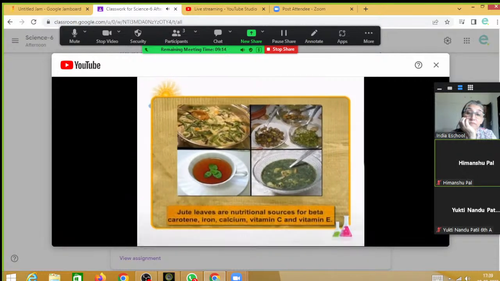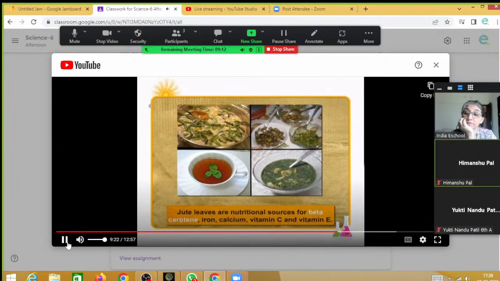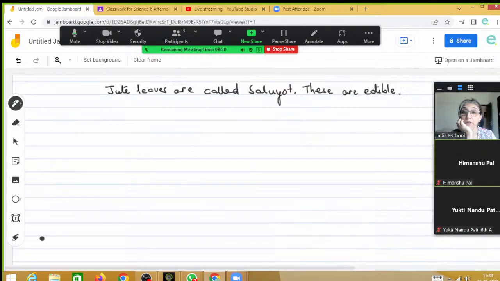Jute leaves are a rich nutritional source of beta-carotene, iron, calcium, vitamin C and vitamin E. See how useful the plant is. Stem से हम जूट के कितने products बनाते हैं और leaves are a source of beta-carotene, iron, calcium, vitamin C and vitamin E. तो हम ये लिख लेते हैं.